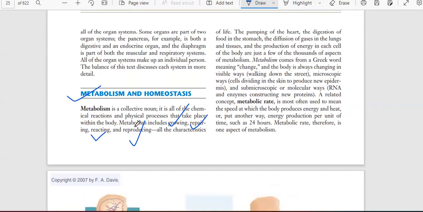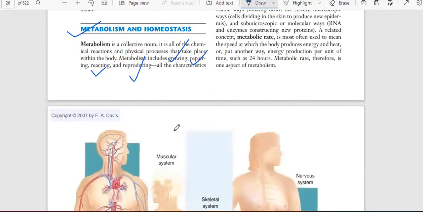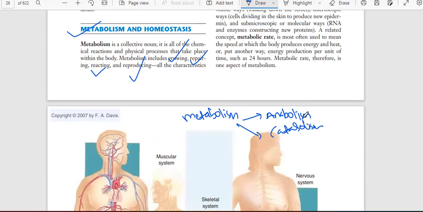Okay, so basically yesterday I was able to explain one thing related to metabolism. That is, metabolism is divided into two stages. One is anabolism, another one is catabolism. So we will talk in detail about anabolism and catabolism. First we talk about anabolism.